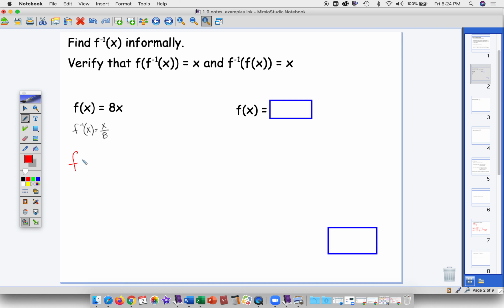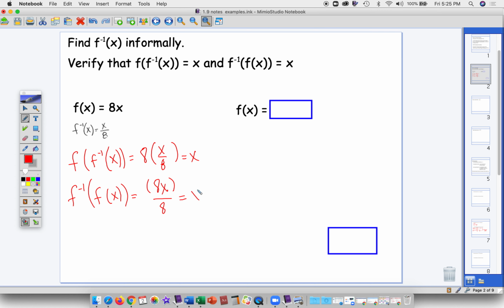So what I'm going to do is take f of f inverse. I'm starting with the outer function, the f function, which is 8 times something. And in those parentheses, I'm putting the inner function, which is f inverse. So if I have 8 times x over 8, that gives me x. Then I'm going to do this composition, f inverse of f. Now I'm starting with the outer function, which is something over 8, and plugging in the inner function, which is 8x. So 8x over 8 also gives me x.